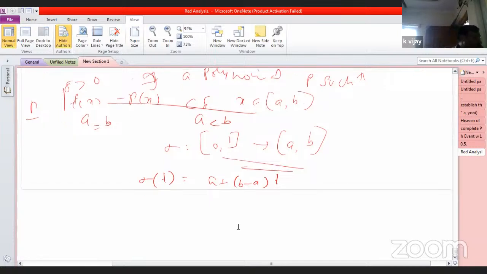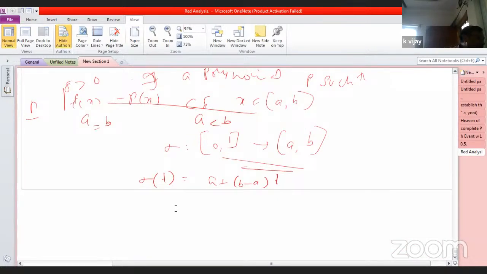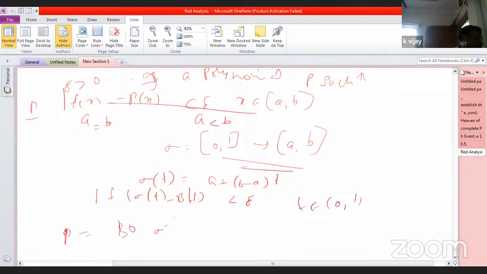So therefore note that sigma and sigma inverse are continuous, so therefore f is continuous on [0,1]. In the earlier theorem I said sigma from [0,1] is continuous. You have to write here in the Weierstrass theorem why sigma is continuous, the whole theorem, along with the statement. Then there is a polynomial b such that |f(sigma(t)) minus b(t)| is less than delta, t belongs to [0,1]. p is equal to b of sigma inverse, therefore p(x) is equal to b(sigma inverse(x)), where sigma inverse of x is x minus a by b minus a.